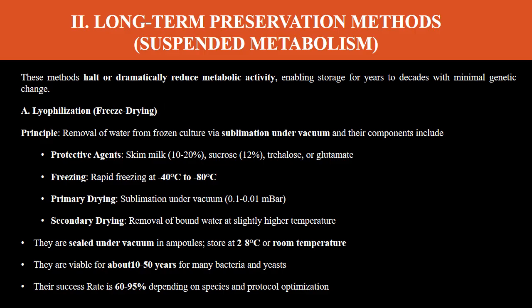The principle behind lyophilization is removal of water from the frozen culture via sublimation under vacuum, and the components include skim milk 10 to 20%, sucrose 12%, trehalose or glutamate, which act as protective agents. It involves rapid freezing at minus 40 degrees Celsius to minus 80 degrees Celsius. Primary drying involves sublimation under vacuum, and secondary drying involves removal of water bound, at slightly higher temperature.